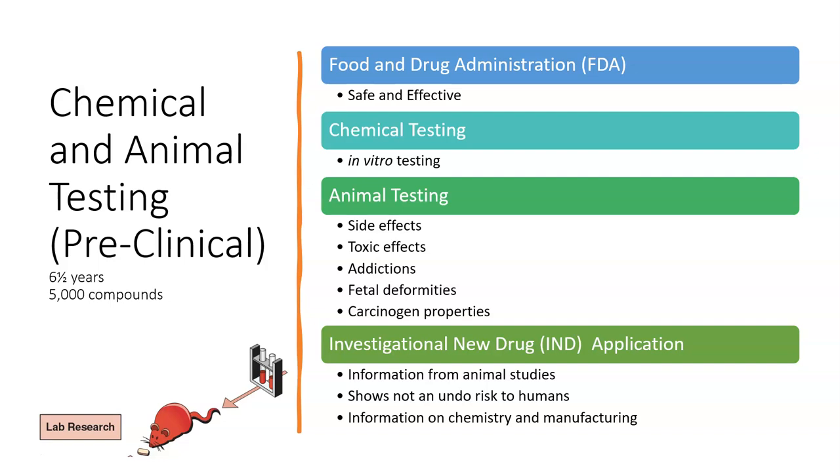Now, if it passes reasonably with animal testing, they will create an investigational new drug application and submit that to the FDA, asking for approval to be tested on humans. It will show the information from the animal studies, show not an undue risk to humans, and give information on chemistry and manufacturing of the drug. So animal testing is basically referred to as the preclinical trials. This process takes on average 6.5 years, and they will go through about 5,000 different compounds.